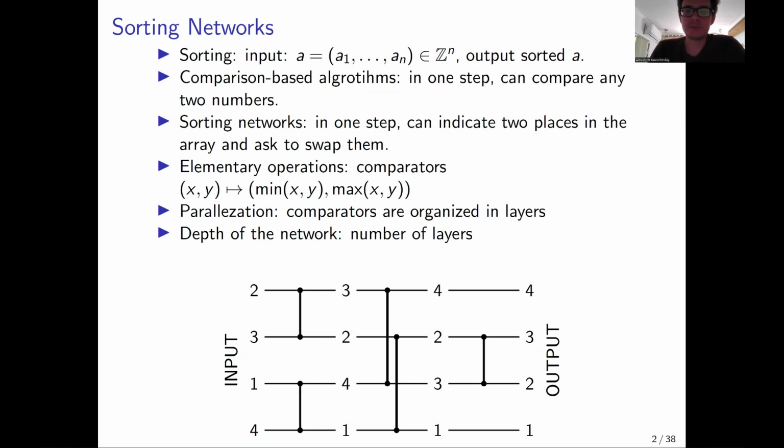Here is an example. On the left, we have some initial row of stones. What we do is ask to swap the first two stones, and then the third and the fourth stone.